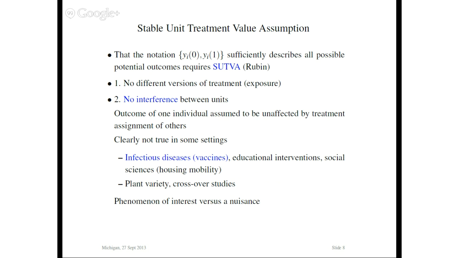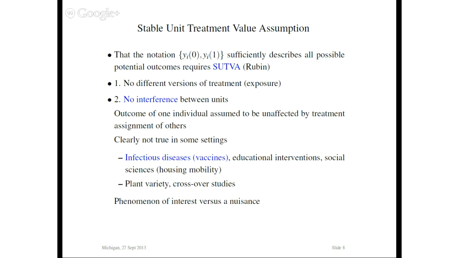The other assumption is no interference between units, and that's what this talk is about, relaxing that assumption. So no interference says that the outcome of one individual is not affected by the treatment assignment of another individual. And clearly, this is not going to be true in some settings.